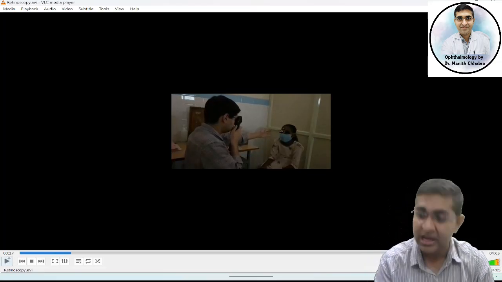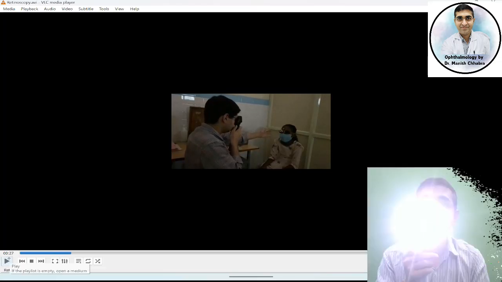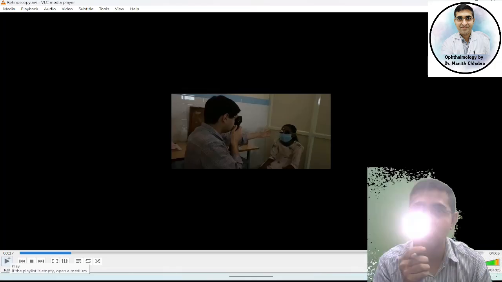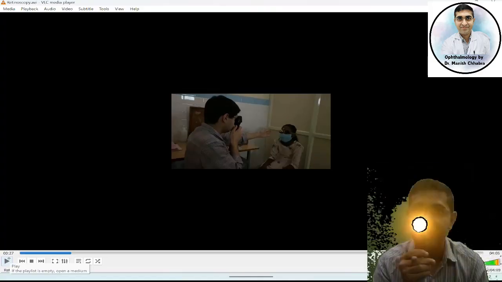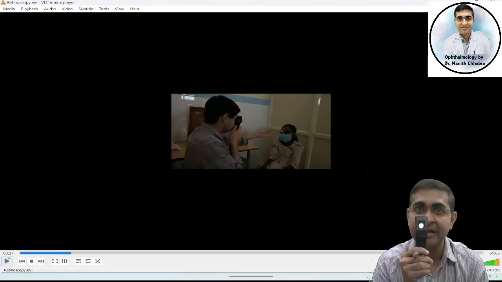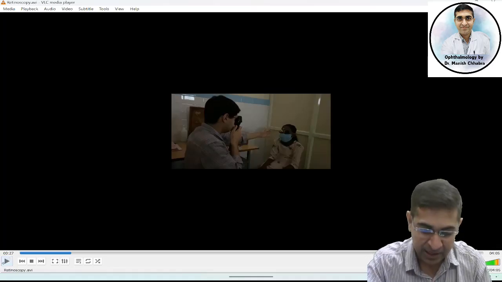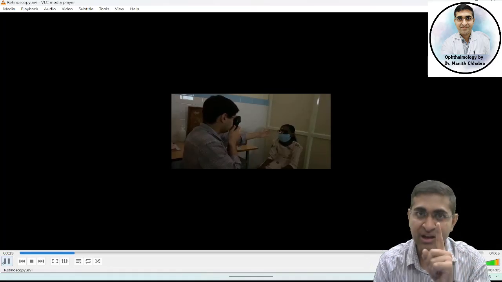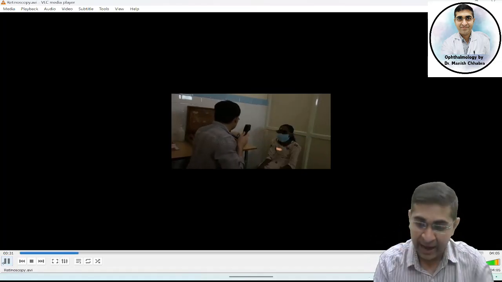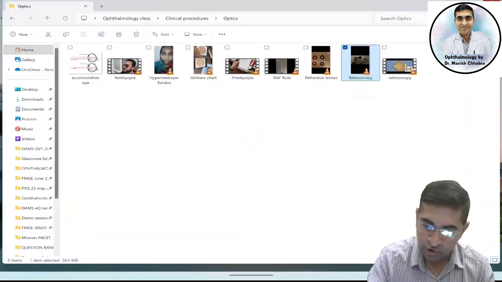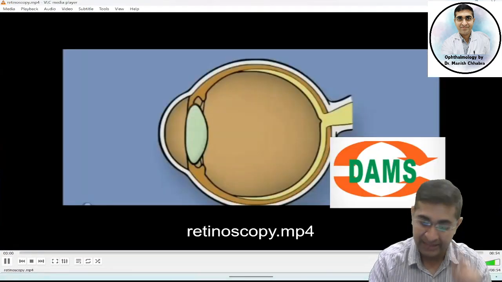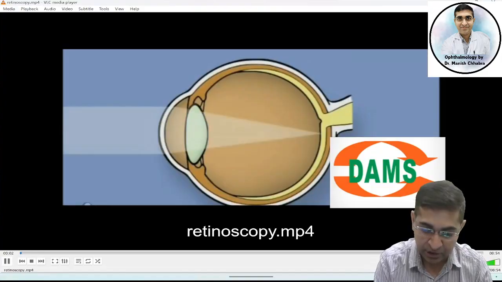What I do is I first pass the streak of light on the x-axis. So this is your x-axis. Then there is a rotator. I'll rotate it like this. Then I'm going to pass it along the y-axis. The same thing you are seeing happening in this video. So this is along the y-axis. Having seen this, now I am going to show you something else. So this is how retinoscopy is being done.